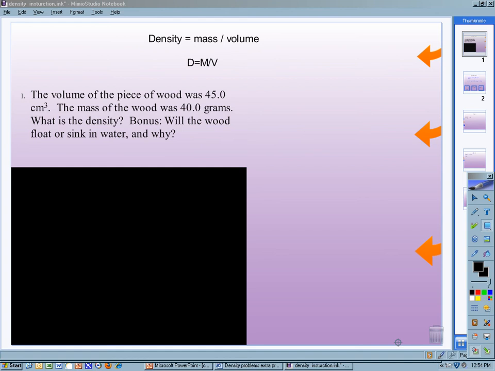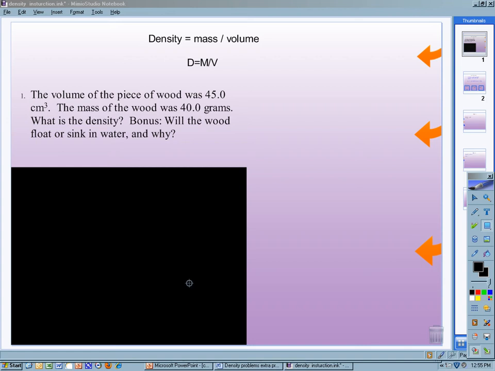This is Mrs. Martin, and this is a lesson on finding mass and volume using the density formula. Before we go into the new lesson, I'd like to remind you on how to use the previous lesson on just finding density using mass and volume.